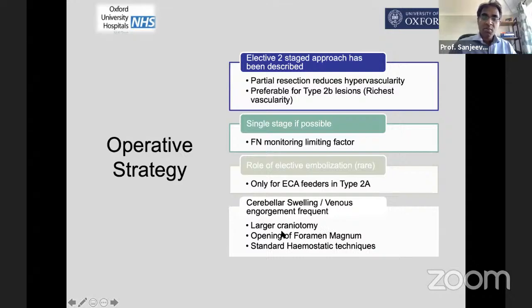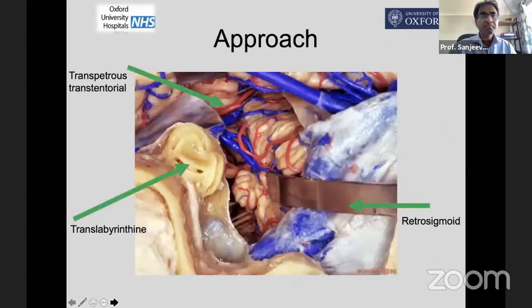I do like a large craniotomy for all of these. I routinely open the foramen magnum for them. I think it's just safer post-op. I'm using standard techniques, but going quite aggressively with the hemostasis.